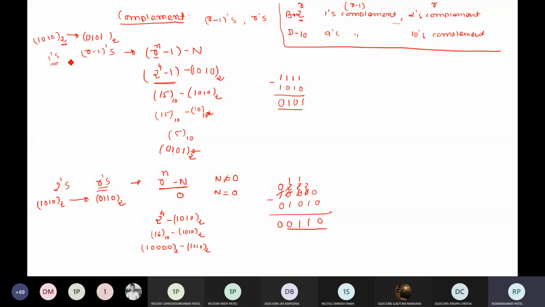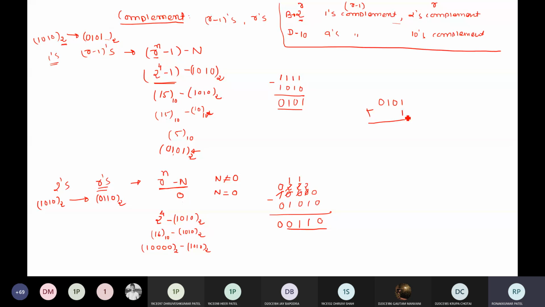Now what was the 1's complement of this number? 0101. Right, so the 1's complement of this number 1010 is 0101. Now add 1.